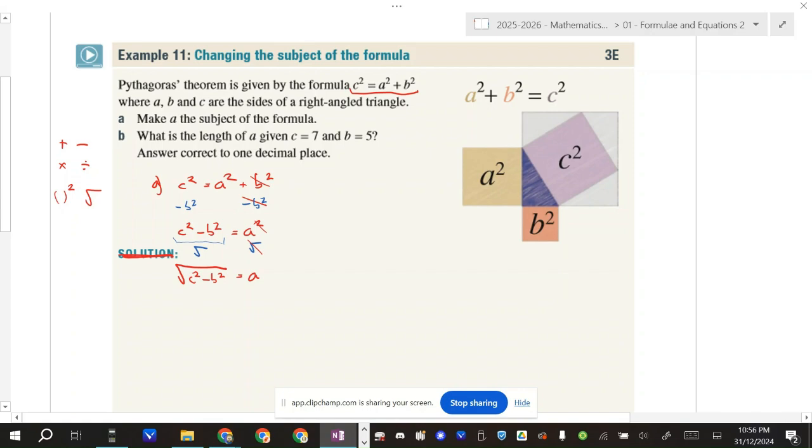So that's part A done. We have made A the subject. Everyone's happy. Now, like I said, we could write that as A equals. It doesn't matter which side it's on, as long as it's got equals and A is the subject of it.